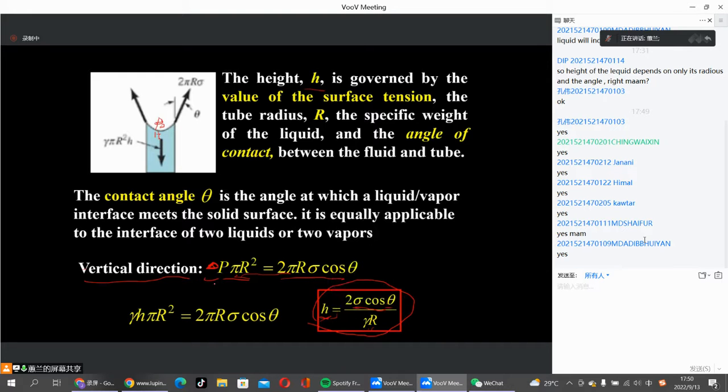Just like this is the equilibrium equation in vertical direction. Okay, so this is the pressure difference between the inside and outside the water. Okay, so this is the acting area, the projection area, because the projection area in vertical direction. Okay, so anyhow, if you forgot what you have learned before, it doesn't matter. You only need to know that for the same fluid, same tube material, the height of the water column will decrease with the increase of the tube radius.